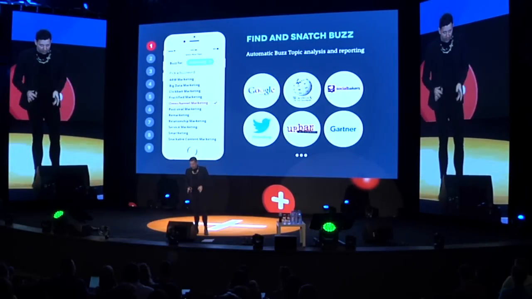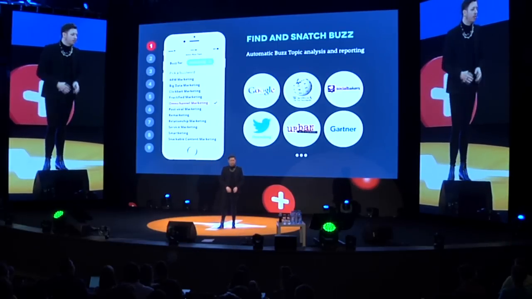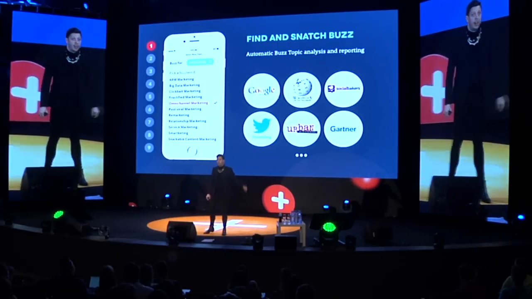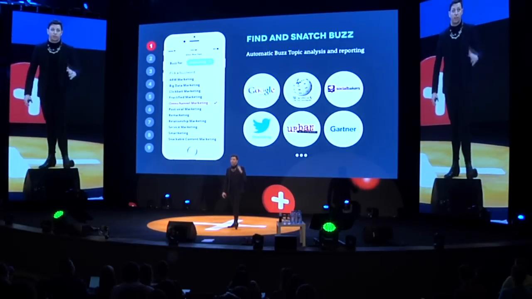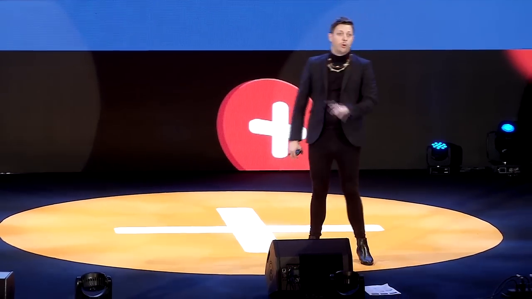You need to find the topic. You may not have time to do all the research, but that's what Brand Snatcher does for you. So you pick a topic you want to be a leader in. I picked marketing, and it automatically suggested all the buzzwords which are hot for that field of expertise. It takes all the data from various sources like Google Trends, Wikipedia, Socialbakers, Twitter trending topics, Urban Dictionary, Gartner reports. It's kind of magical. And then, if you have your topic, I picked omni-channel marketing because I kind of like it.